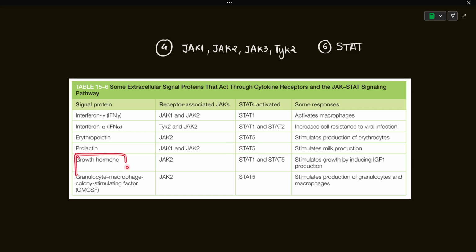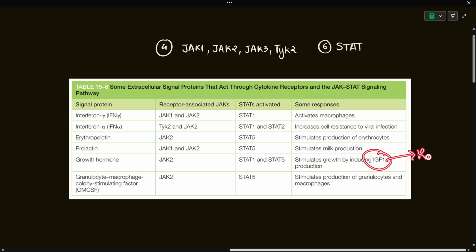The growth hormones: the receptors for growth hormone will be associated with JAK2. They are going to activate STAT1 and STAT5, which is going to stimulate growth by inducing IGF-1 production. So what is IGF-1? IGF-1 is insulin-like growth factor 1. I already explained how the insulin-like growth factors work through RTK activation. So this is how growth hormone will work through JAK-STAT signaling, which will produce IGF-1, which is going to work through RTK signaling. Okay, fascinating, right?